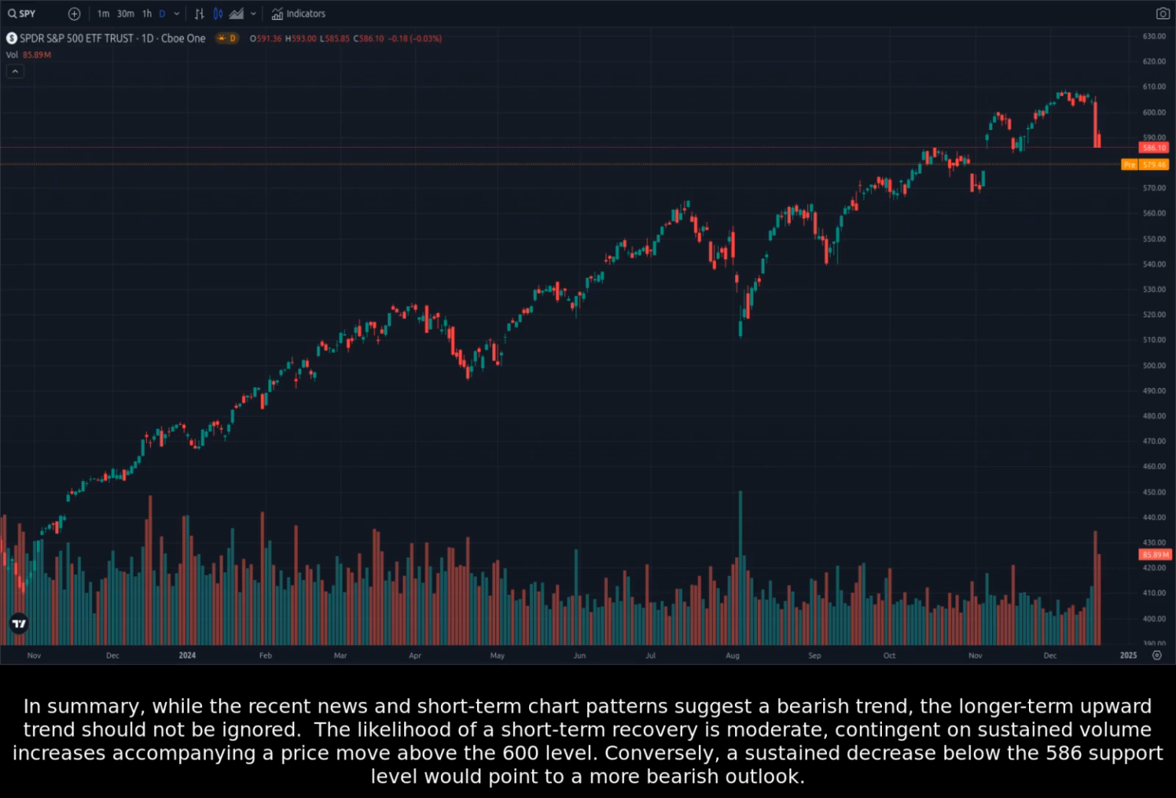In summary, while the recent news and short-term chart patterns suggest a bearish trend, the longer-term upward trend should not be ignored. The likelihood of a short-term recovery is moderate, contingent on sustained volume increases accompanying a price move above the 600 level. Conversely, a sustained decrease below the 586 support level would point to a more bearish outlook.